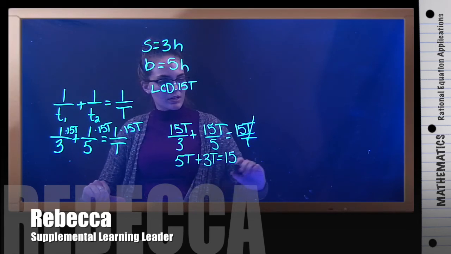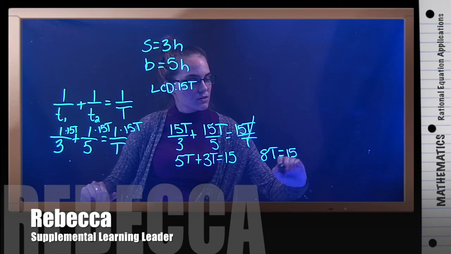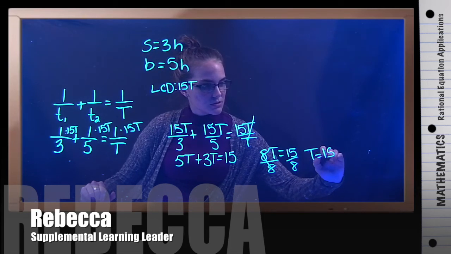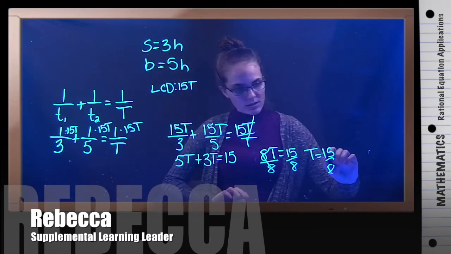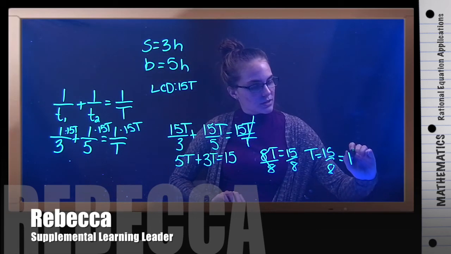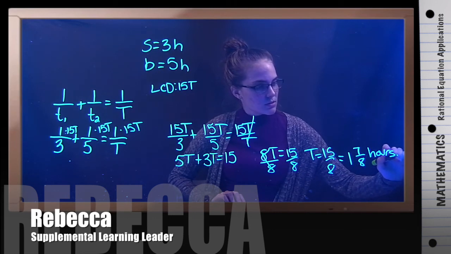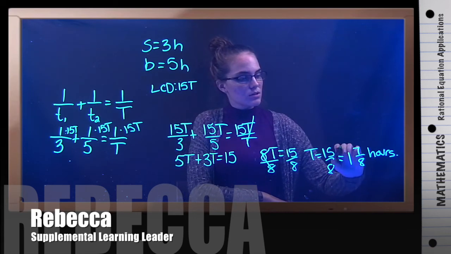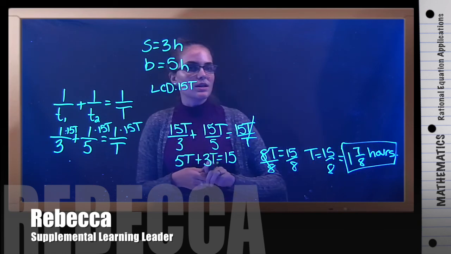And now we can combine like terms, and we get 8T equals 15, and we can divide by 8, and so T equals 15 over 8. Or you can write this as 1 7/8 hours. Don't forget units. So it will take Sam and Bob 1 7/8 hours if they work together to wax the floor. And that's our final answer.